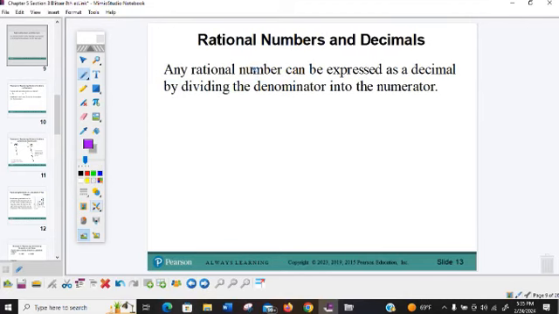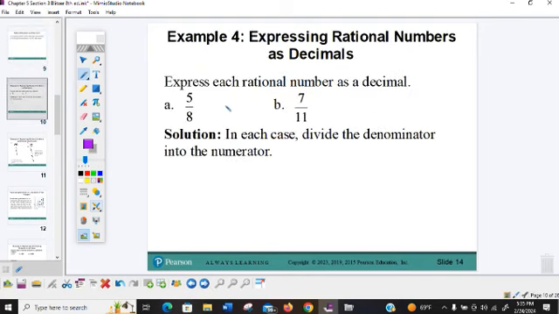So let's express rational numbers, which are fractions, as decimals. You do that by dividing. We want to take the denominator and divide it into the numerator. So let's do some. Here we have 5/8 and 7/11. So we're going to take the 8 and divide it into 5, the 11 and divide it into 7.